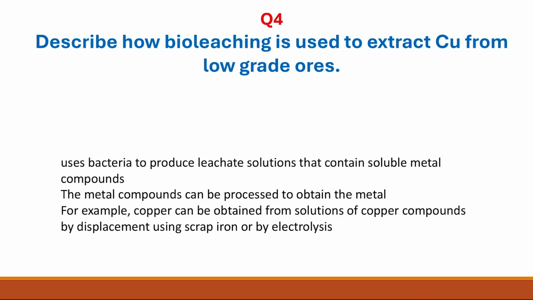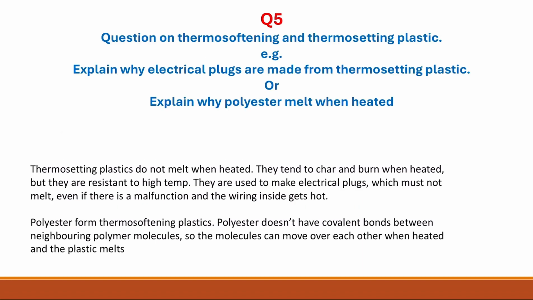Question 4. Describe how bioleaching is used to extract copper from low-grade ores. So bioleaching is the use of bacteria to produce a leachate solution that contains the soluble metal compounds. The metal compound can then be processed to obtain the metal. For example, copper can be obtained from solutions of copper compounds by displacement using scrap iron or by electrolysis.